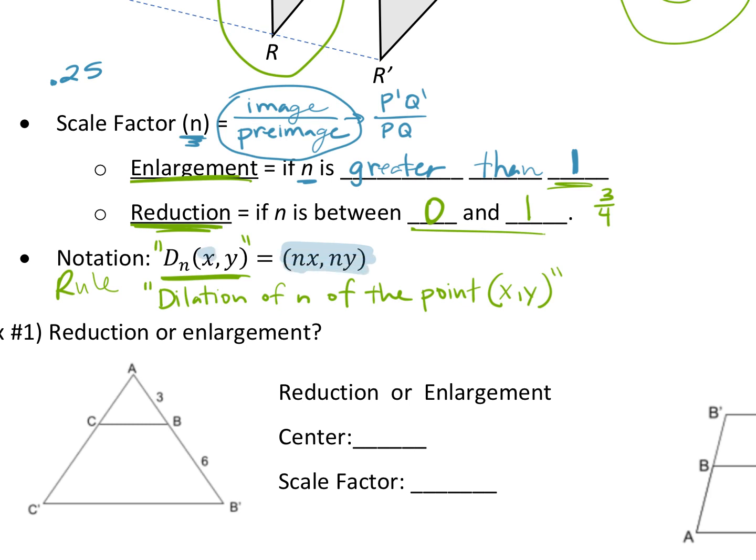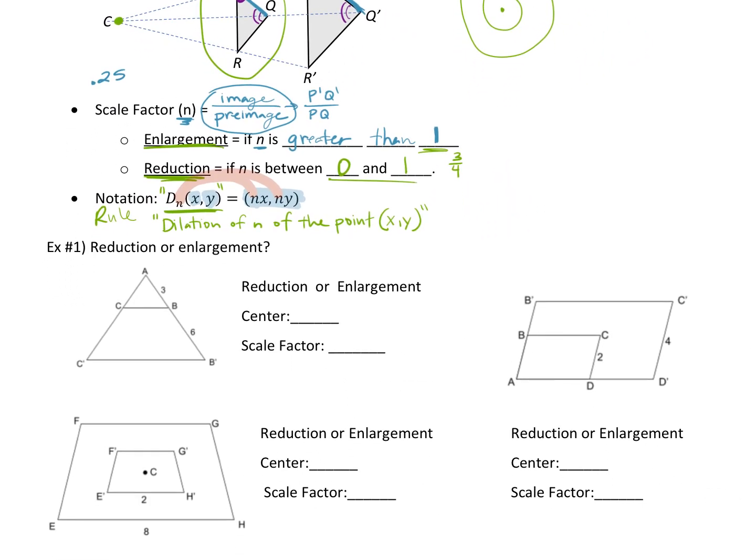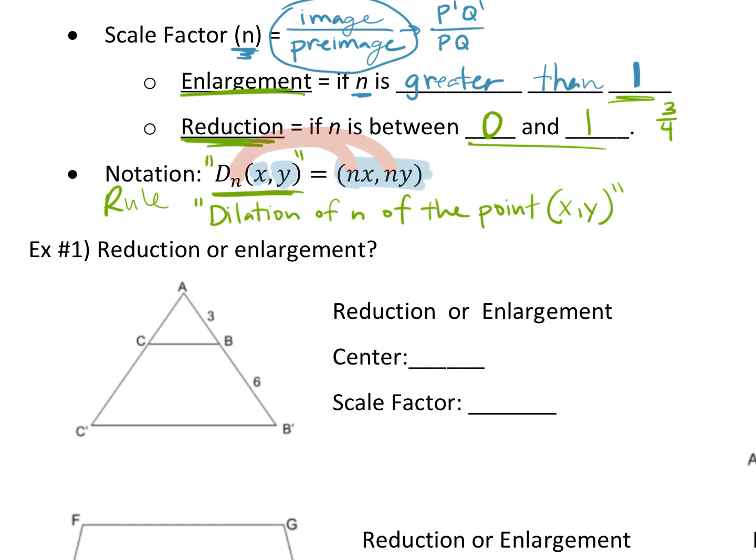So dilation of n. Notice what happened right here. I took the point x, y, and do you see what happened with my n? I multiplied my x and my y by that number. So these are actually really simple. All you do is take that little number and you multiply it by both pieces. I'll show you in just a minute. It will make more sense once you're doing it, I promise. I just need you to write the things down so you can go back and refer to it in a minute.